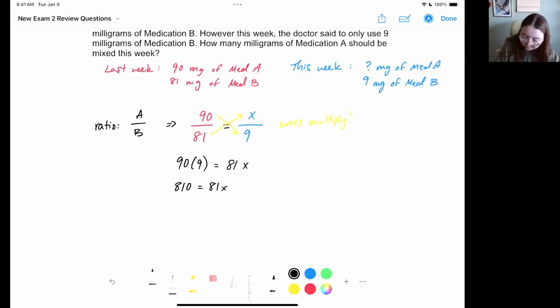We're trying to solve for x, so we're going to divide each side by 81. The 81s cancel over here on our right, and 810 divided by 81 is only different by a factor of 10, or a 0. And so dividing 810 by 81, we should end up getting 10. So X, which was the amount of milligrams of medication A, we should have 10 milligrams of medication A.